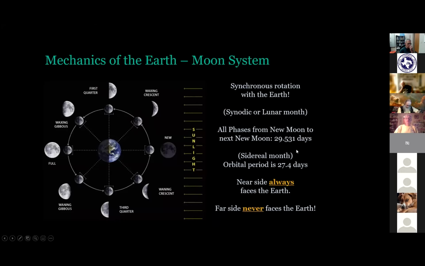Now we have to remember that to go from new moon to new moon, that's what we call the synodic or the lunar month. Whereas the sidereal month is when the moon completes one orbit around the Earth itself. So remember, to go from new moon to new moon, the moon has to orbit more than once around the Earth. The near side always faces the Earth, the far side never faces the Earth. But of course, the far side and the near side will both see the sunlight.